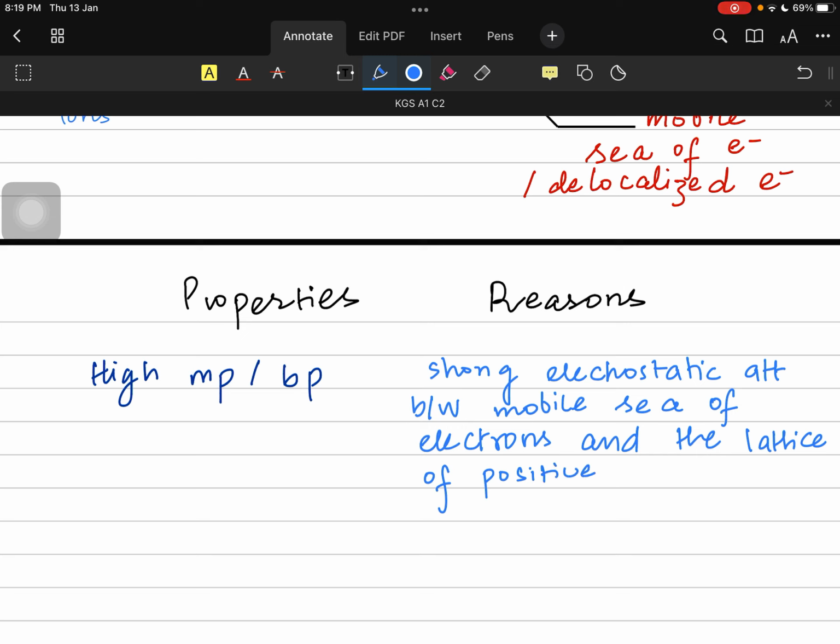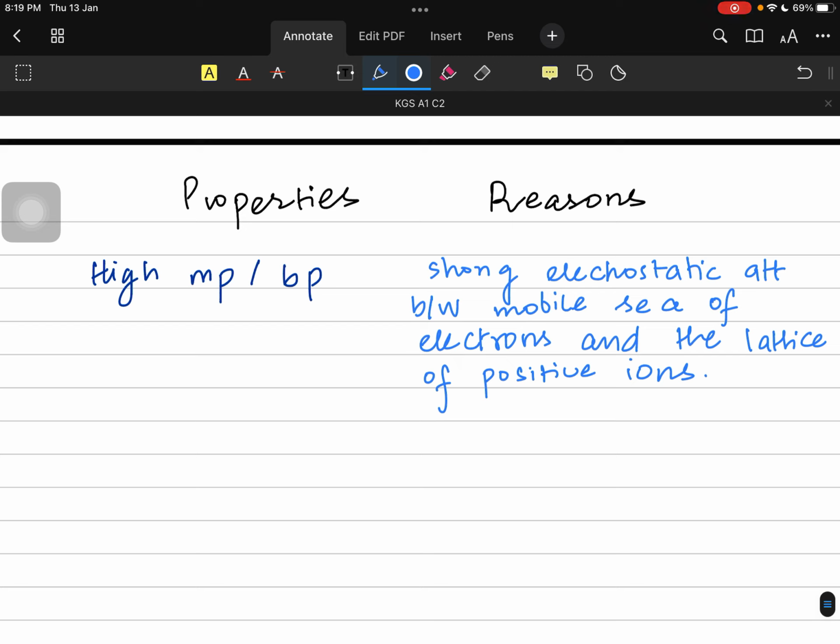Everyone, let's not forget the fact that a lattice is a regular arrangement of particles. It could be an ionic lattice, it could be a metallic lattice. Right now we are talking obviously about the metallic lattice. A lattice of positive ions needs a very large amount of heat to overcome the forces. So very high heat is required to overcome this force.